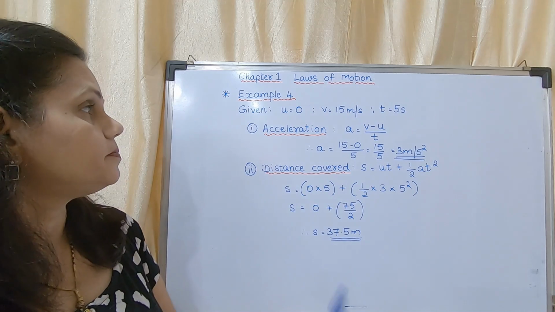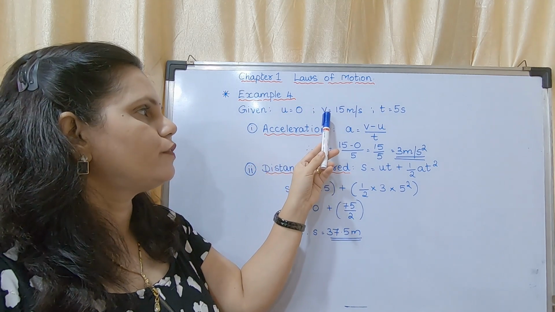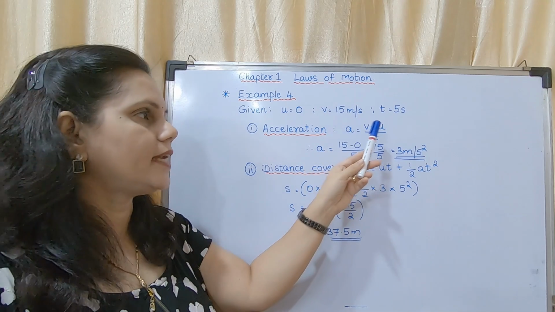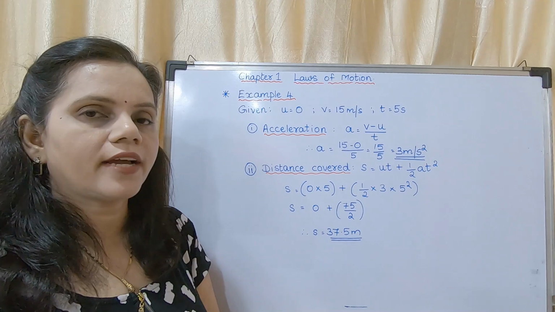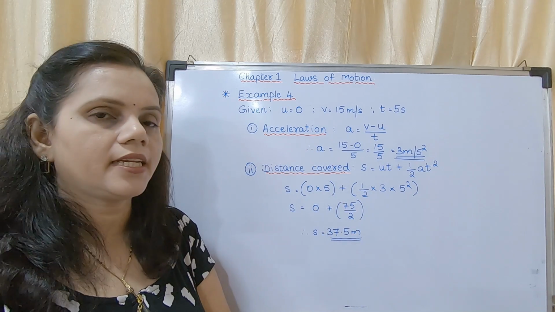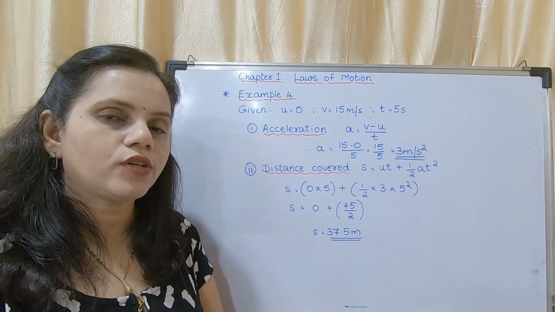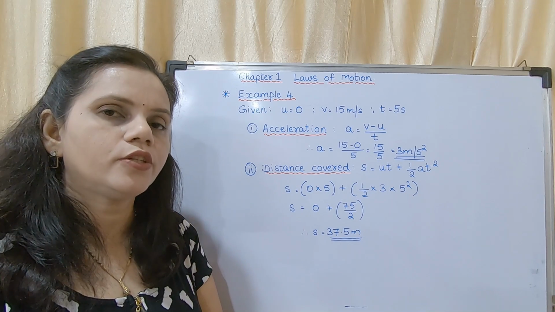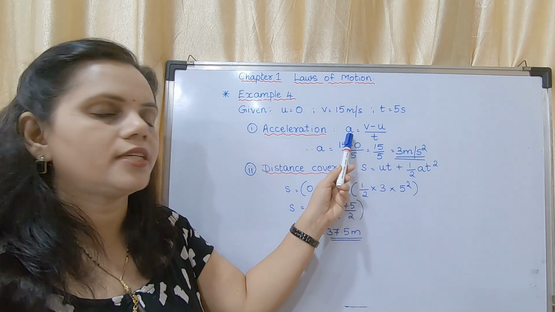So you may see, given, what has been given? u is equal to 0, v is equal to 15 meter per second, t is equal to 5 seconds. Acceleration you have to find. The equation to find out acceleration is a is equal to v minus u upon t. You can use the first equation also, v is equal to u plus at. Okay, you can use that equation also. You will come to this.